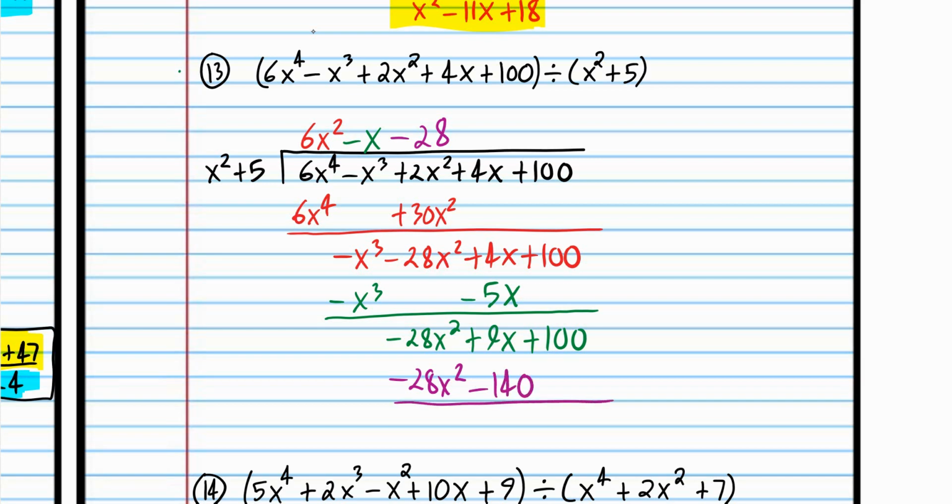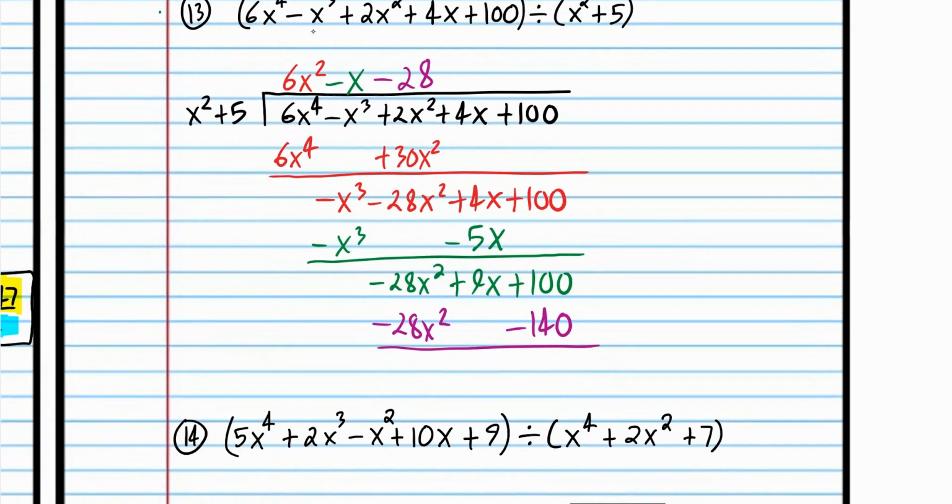Now we're going to subtract, but again, we cannot subtract the blue terms. They're not like terms. One has an x and the other one doesn't have an x. So I'm going to have to move this term over because I can subtract negative 140 from 100. So we subtract and we get 240.